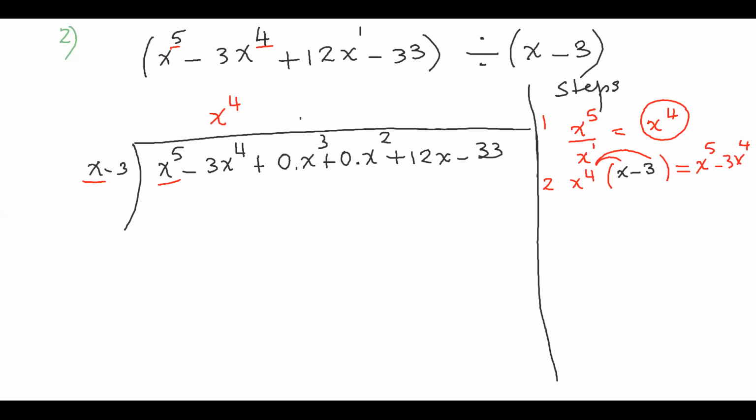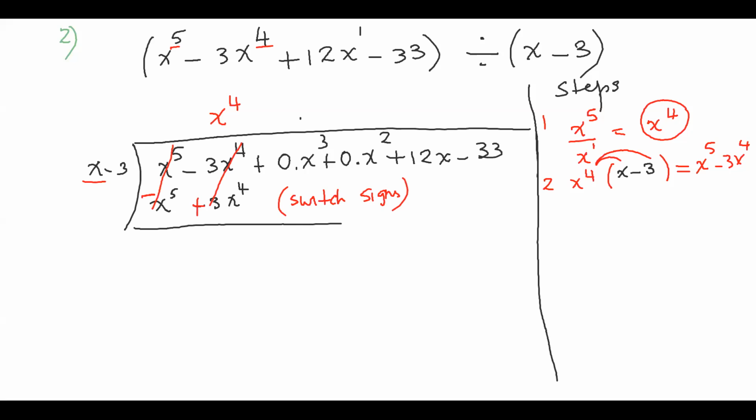So now I have to write this underneath this dividend, which is x to the 5 minus 3x to the 4. And then we have to subtract. Don't forget to switch the signs into opposite. So this becomes minus, this becomes plus. So when you switch the signs, these two are going to get cancelled.